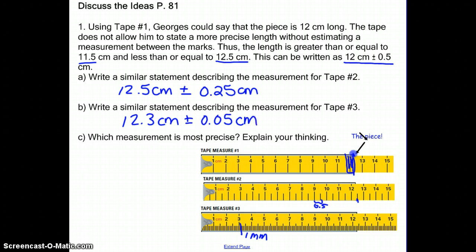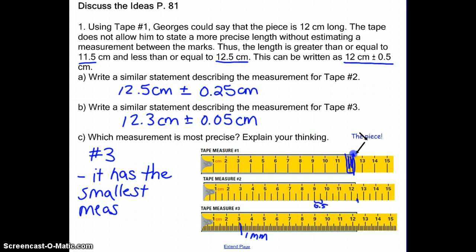Now, which one of these is the most precise? Tape measure 1, 2, or 3? Tape measure 3, why? Because it has the smallest measurement units on it. So number 3, because it has the smallest measurement unit. Write that down, please. And that would be millimeters as its smallest unit.